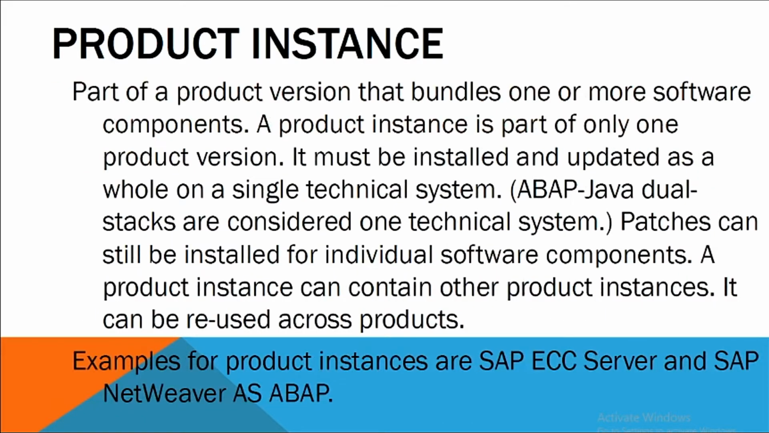Product instance. Part of a product version that bundles one or more software components. A product instance is part of only one product version. It must be installed and updated as a whole on a single technical system. ABAP Java dual stacks are considered one technical system. Patches can still be installed for individual software components. A product instance can contain other product instances. It can be reused across products. Examples for product instances are SAP ECC Server and SAP NetWeaver as ABAP.